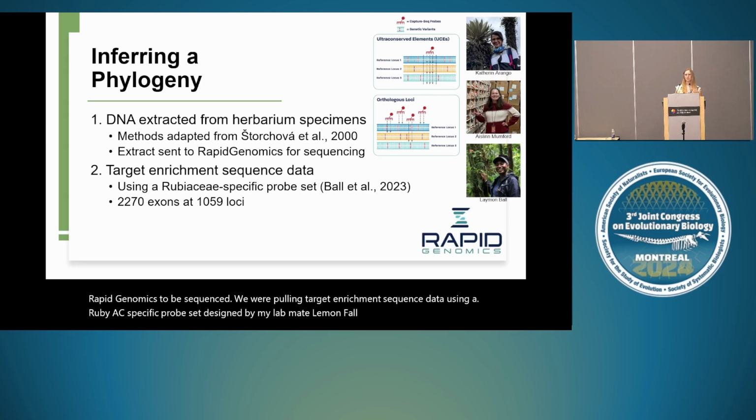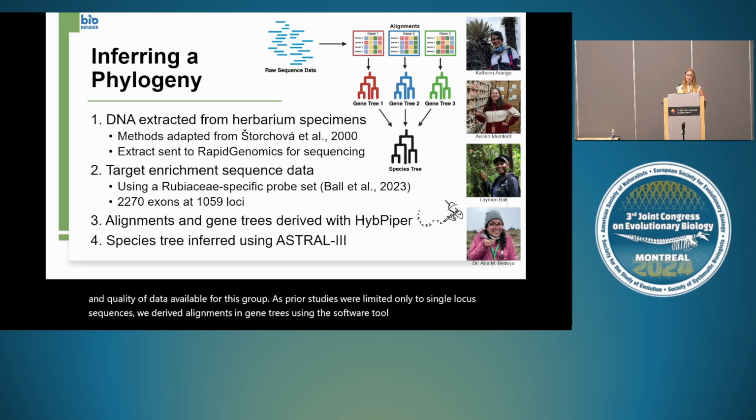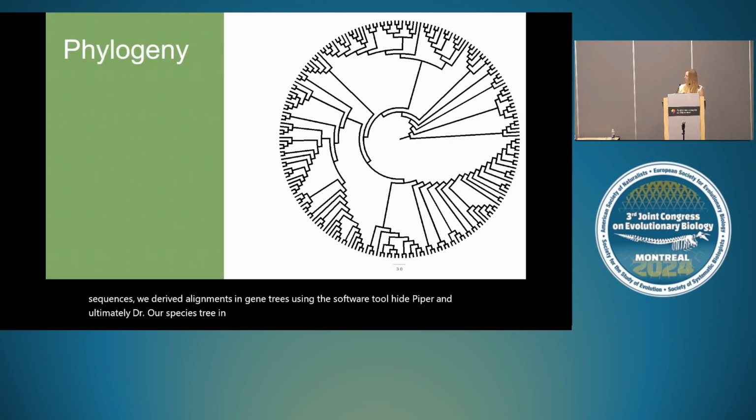And from this, we were able to recover over 2,000 exons at over 1,000 different loci, which is a huge increase in the volume and quality of data available for this group, as prior studies were limited only to single locus sequences. We derived alignments and gene trees using the software tool HybPiper, and ultimately derived our species tree in ASTRAL. And here is our phylogeny.